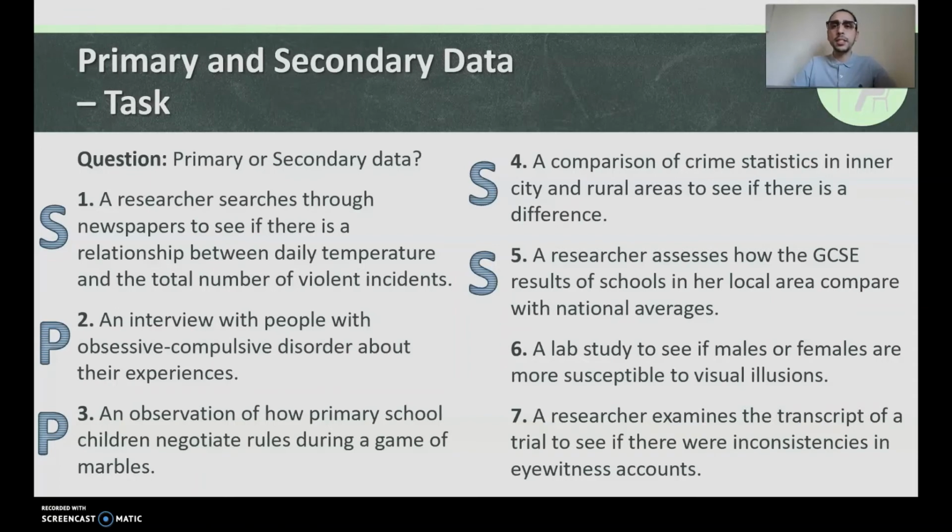Number 6, a lab study to see if males or females are more susceptible to visual illusions. Well, that's primary data. And the final one, number 7, a researcher examines the transcript of a trial to see if there were inconsistencies in eyewitness accounts. Is it my research? No, so I think that's secondary. Good.